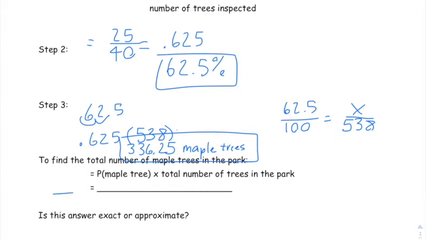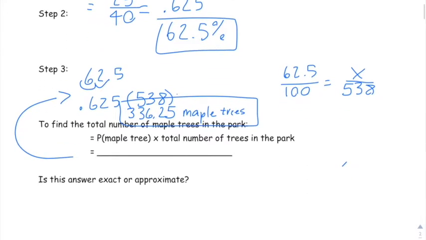And I guess this part right up here, I wrote it out again. I'm not really sure why that's there, but that's what we did there in step 3. Took the probability and then multiplied by the number of trees in the park.